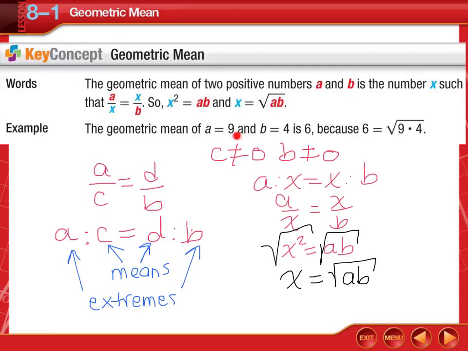And here they show an example. Find the geometric mean between 9 and 4. Well, if we take their product, we get 36, and the square root of 36 is 6. So therefore 6 is the geometric mean between those two numbers.